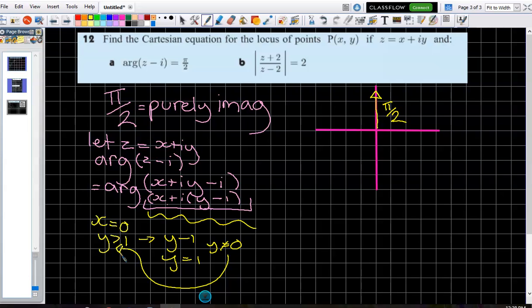So hang on. Because the argument is pi on 2, it's going to be purely imaginary. And when you sub in x plus iy for z, you take out i as a common factor, to make it purely imaginary. There can't be any real component, so x has to equal 0. And because there has to be an imaginary component, y has to be greater than 1, because if it's below 1, it's going to be negative pi on 2, because it's below the real axis.